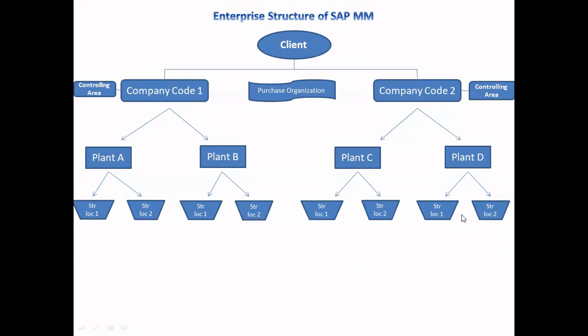So this is the structure of MM. In this, purchasing organization, plant and storage location will be defined by the MM consultant. And company, let's assume the client is a company. Client, company code, and controlling area will be defined by the FA people.